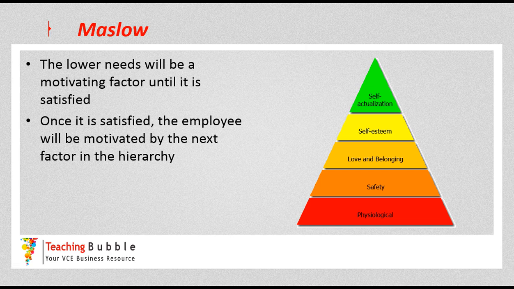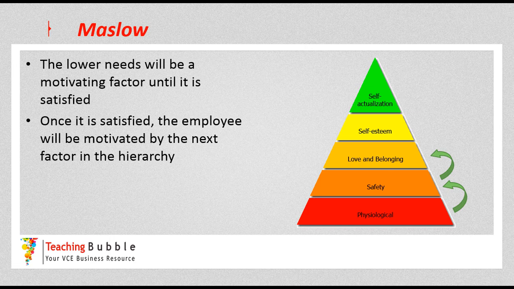But let's say we've provided the employee with good pay, good working conditions. Now they'll move up the hierarchy and they'll be motivated by safety. They'll want job security, they'll want a safe working environment. So it's the job of the organisation then to satisfy those needs. Once they're satisfied, they'll move up to the next level, which is love and belonging, or social needs, and then they'll be wanting strong relationships, and that will be a motivating factor.